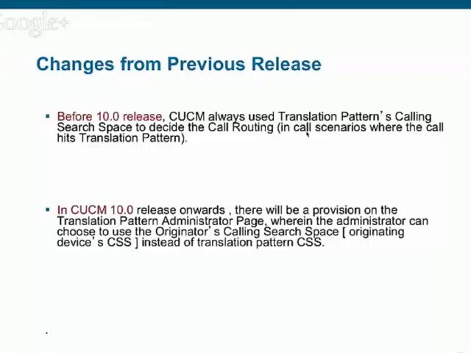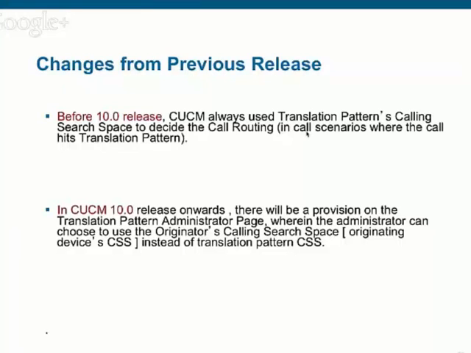CUCM always used to use the translation pattern's calling search space. I'll refer to calling search space as CSS from now on. The translation pattern CSS is used to match the route pattern, and it's the phone's CSS which is used to match the translation pattern. So it's phone CSS first, which accesses the translation pattern CSS, which in turn accesses the route pattern.